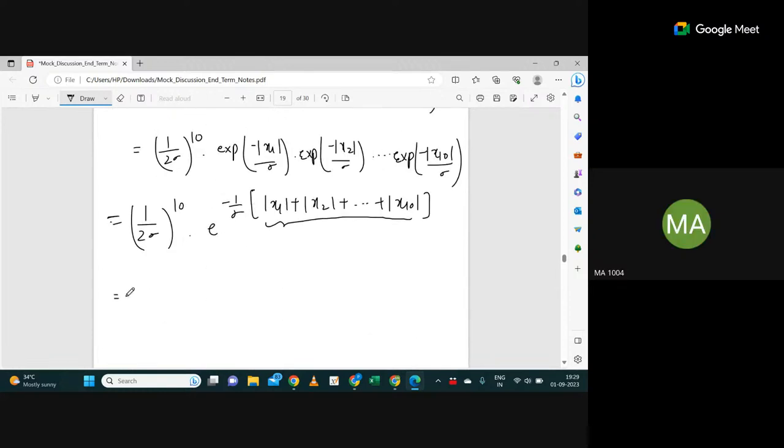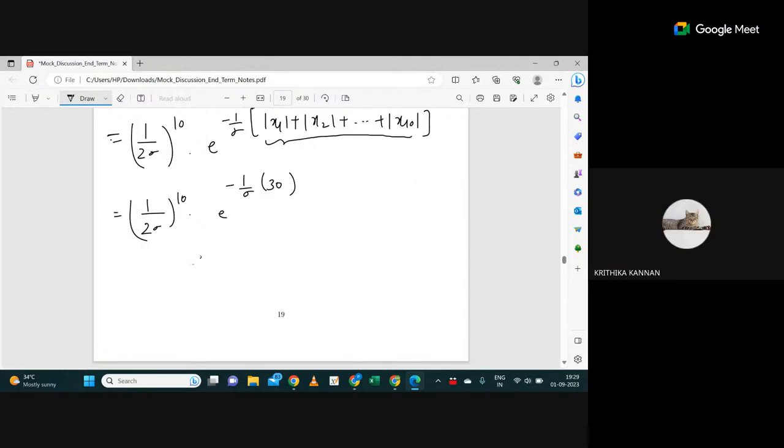Adding the values 1, 9, 13, 18, 19, 21, 30, right? So it will be 1 upon 2 sigma raised to power 10 into e raised to power minus 1 by sigma times 30, right? Is this clear? Yes, sir. So what is the next step?